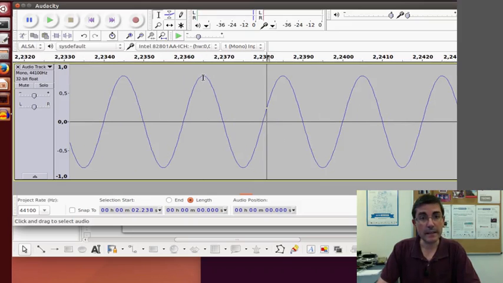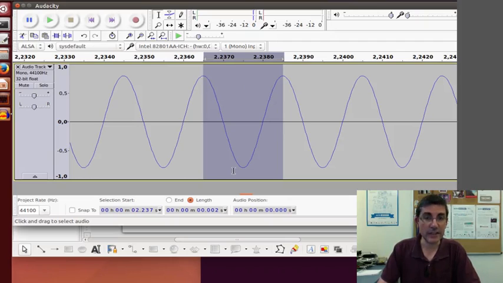The idea of periodic means that there is a period that is repeating a cycle of the sound. Okay, so this is a cycle of this sinusoid, and in here we can see what is the length of this selection I made, and it says that it is 0.002, so that means 2 milliseconds.